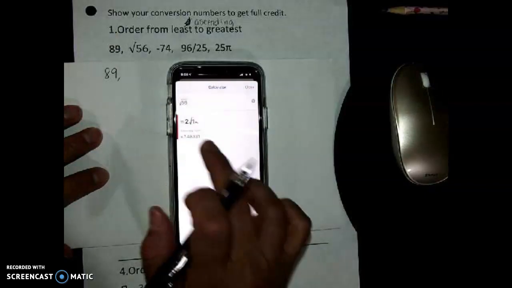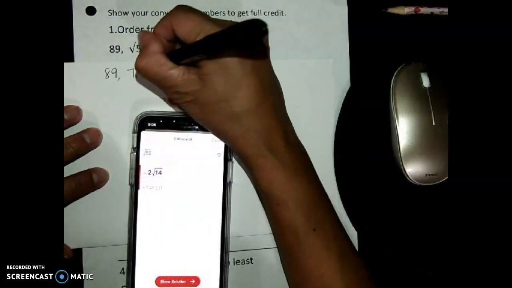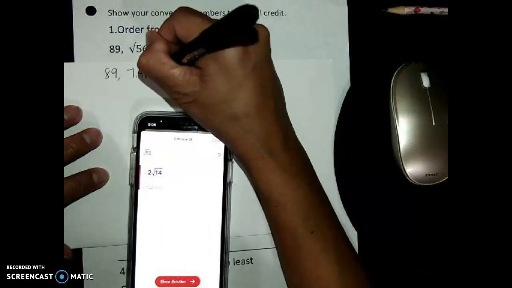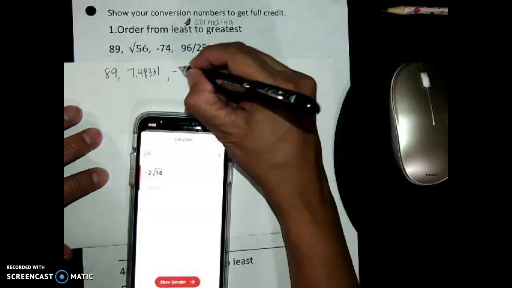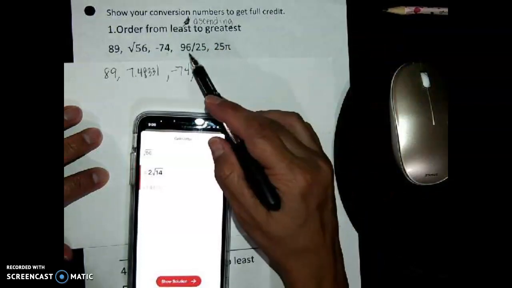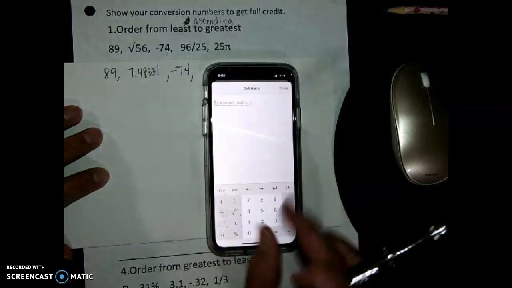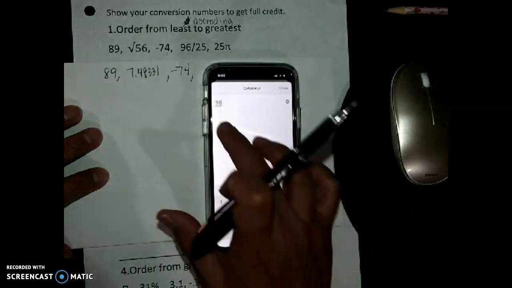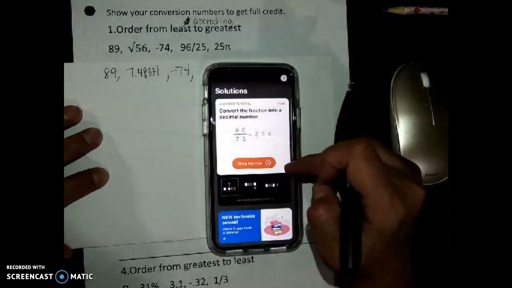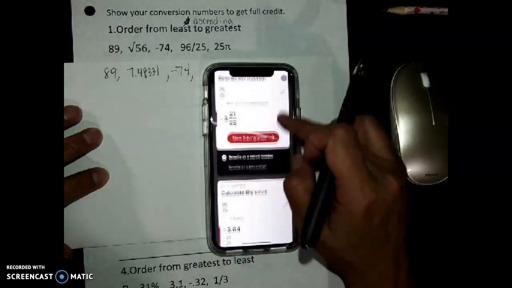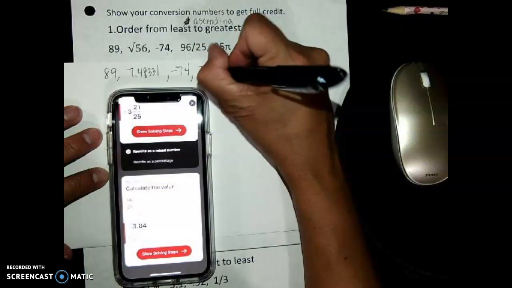And I want that decimal right there, 7.48331. Negative 74 is going to stay the same, and I'm going to bring it down. I'm going to put 96 over 25 in a calculator, or I could use the Desmos. I'm using Photomath. And I'm going to put 96 over 25. And I want the decimal, not the fraction. 96 over 25 changes into 3.84.